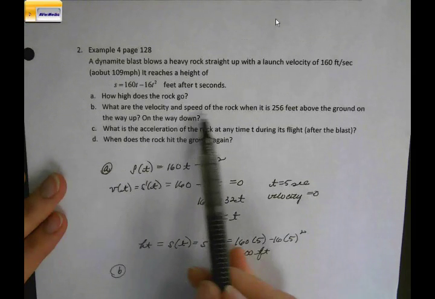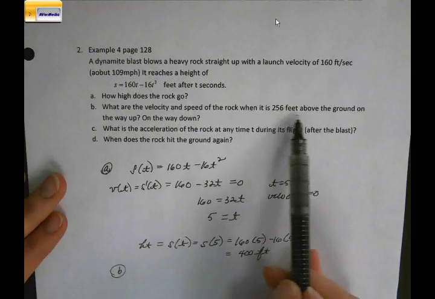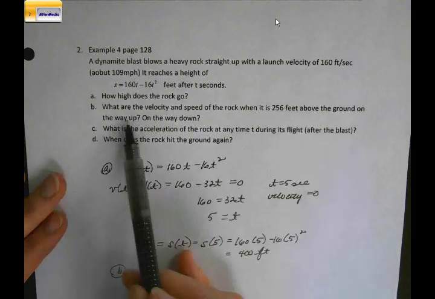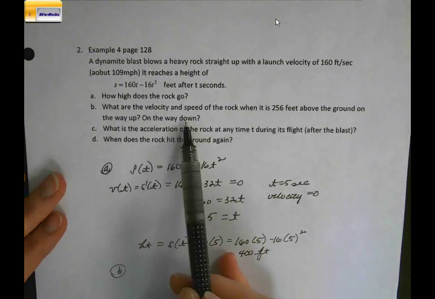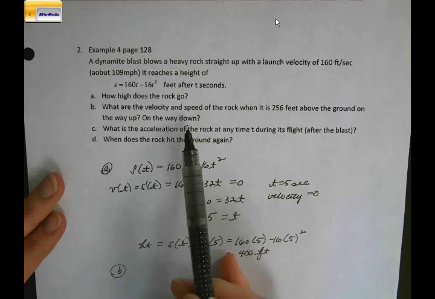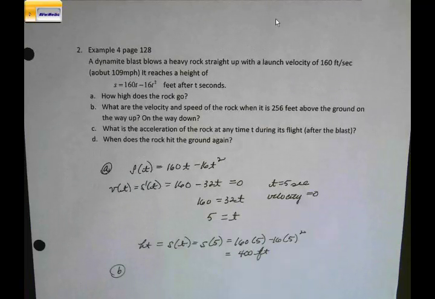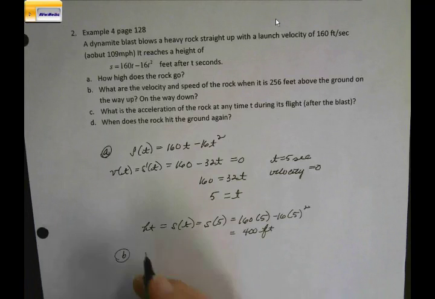Okay. What are the velocity and speed of the rock when it is 256 feet above the ground on the way up, and then again on the way down? What is its velocity and speed? Okay, think about this. It's on the ground. It's going to go up to a height of 400 feet. So it's going to pass the 256 mark until it gets up there at 400 feet. And then when it's coming down, it's going to pass that 256 foot mark again. So that's why it's going to happen twice.